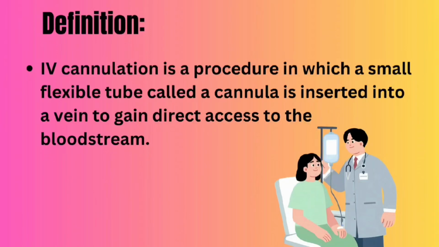So first, what is the definition of IV cannulation? IV cannulation is a procedure in which a small flexible tube called a cannula is inserted into a vein to gain direct access to the bloodstream. So why do we use IV cannulation? We use IV cannulation for those patients who need long-term treatment like IV fluids, antibiotics, and other drugs and medication.